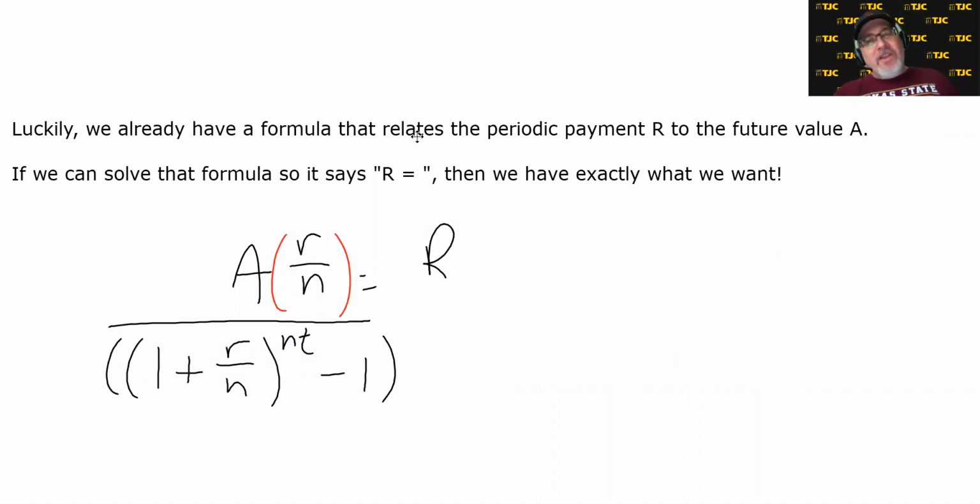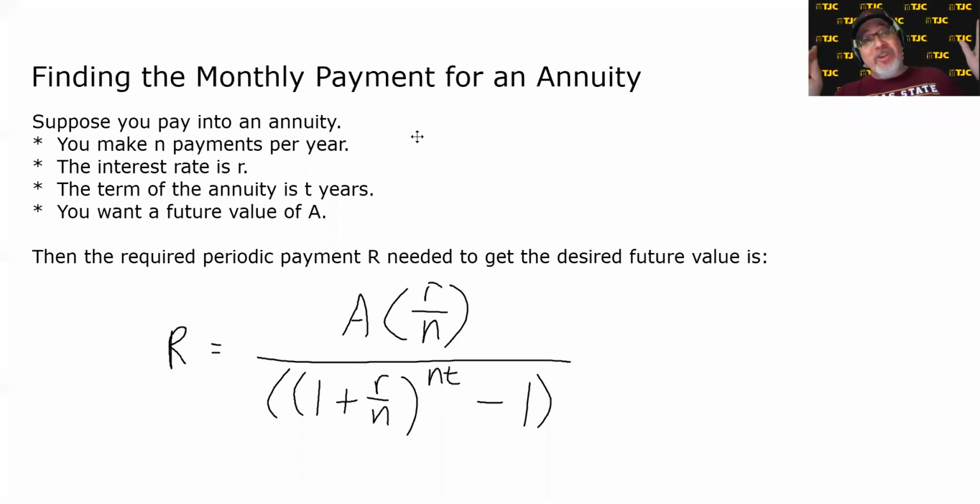If you followed that, great. If you didn't, guess what? You're going to be fine, because all you really need to know is how to use this formula. I'm going to write it on the next page a little more cleanly. I forgot I had already written it there. So here's the formula for finding the monthly payment for an annuity.